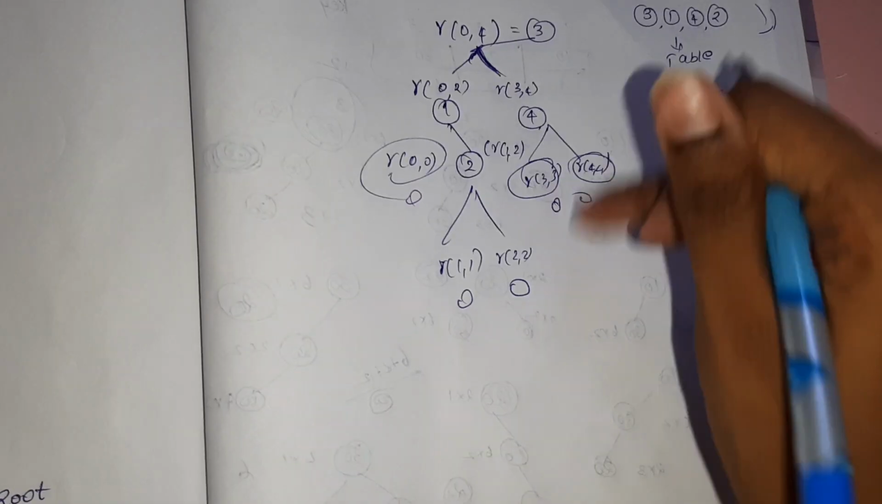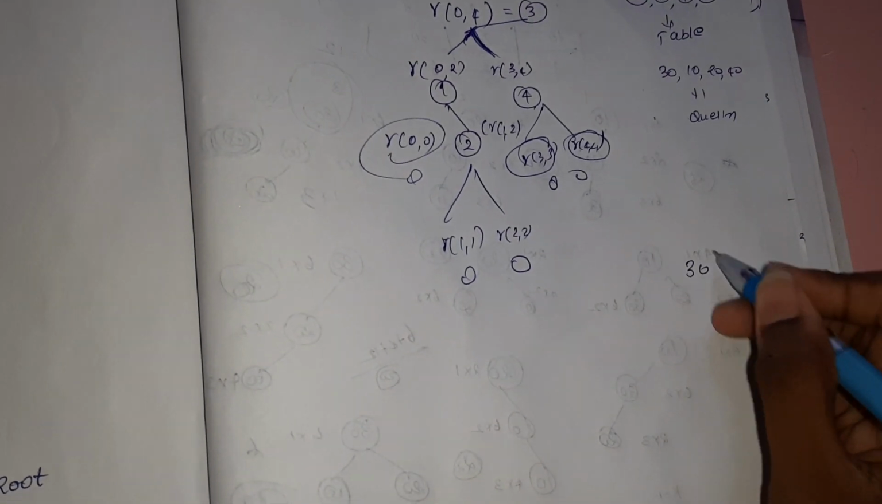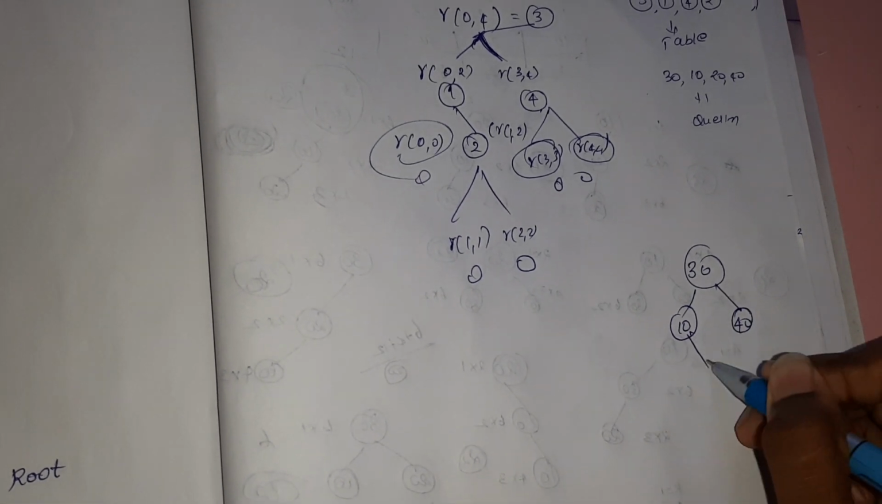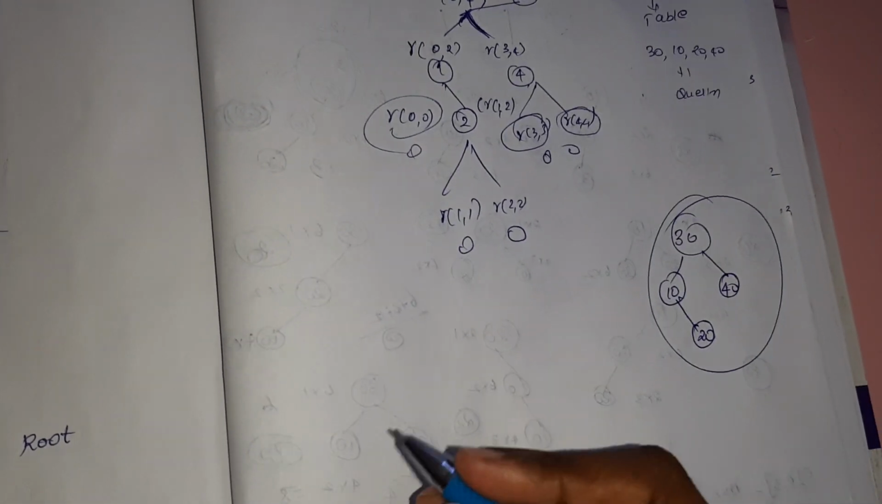At last, how this tree will look like, you should draw the diagram. 30, 10, 40 and 20. This is your final optimal solution.